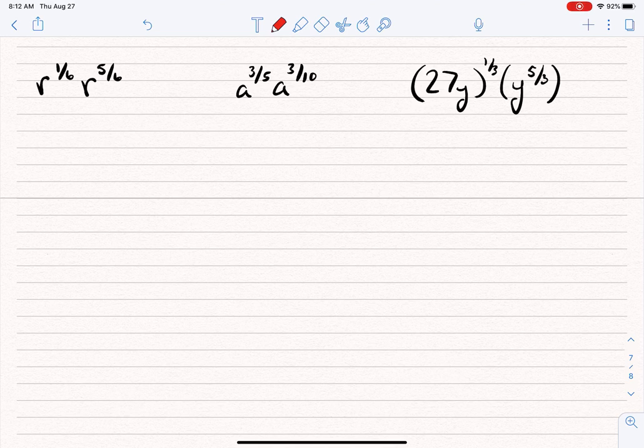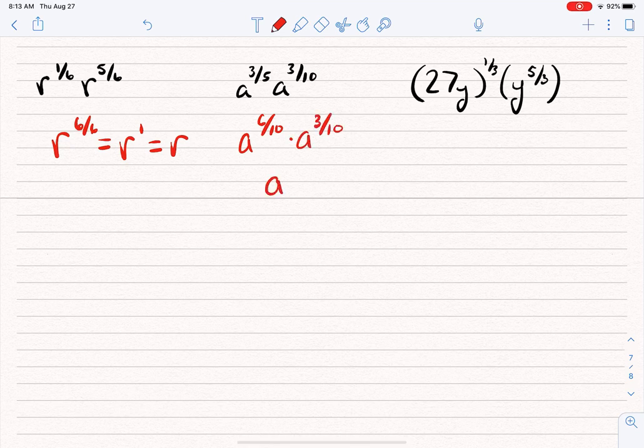Okay, hopefully you're ready to go, and you see what I see on this first one, how easy it is. That just becomes r to the 6/6, which is r to the 1st, which is r. Simple. Okay, this next one, the first fraction is 3/5, the second one is 3/10. So the common denominator is tenths. So that would be the same thing as a to the 6/10 times a to the 3/10, and that's just a to the 9/10. So that's pretty simple.